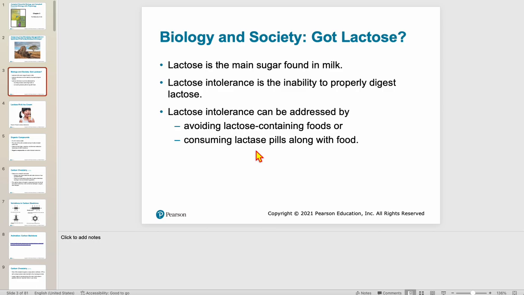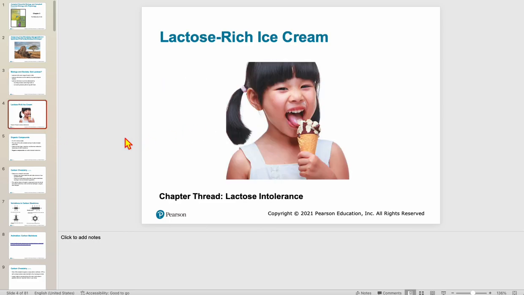So as you can see, very similar to what was mentioned before, there's a certain structure, and if you don't have that structure, then it changes the function. So in people with lactose intolerance, they have the wrong structure of their enzyme called lactase, so therefore they're not able to break down milk sugar lactose. Next slide. And here's just a picture of a kid eating ice cream.